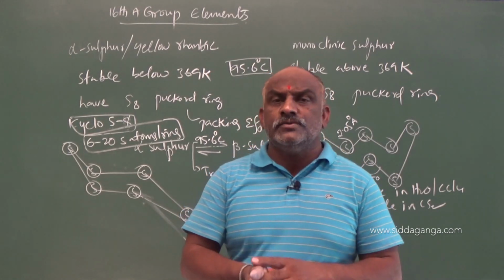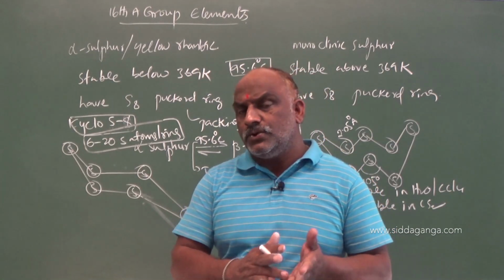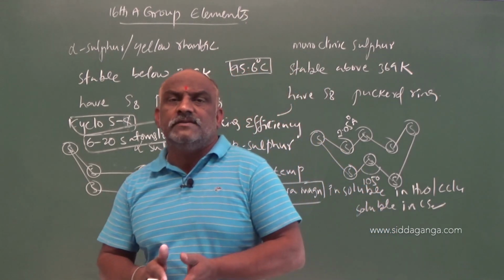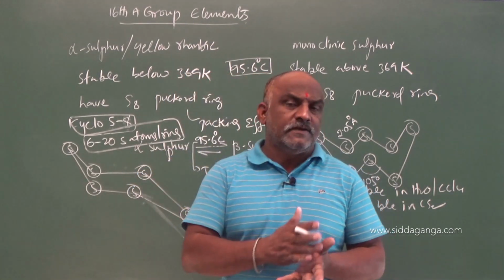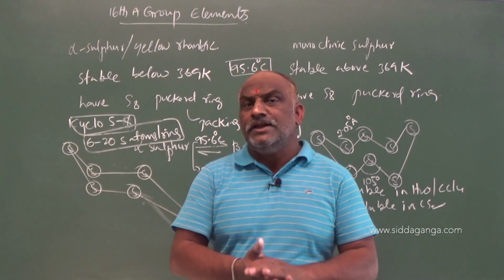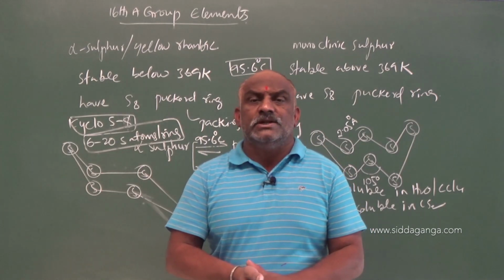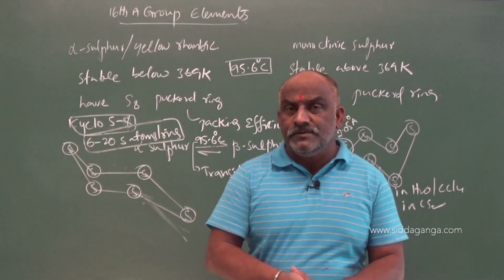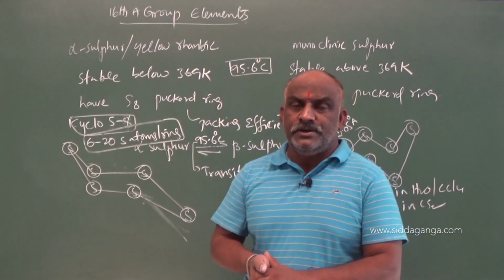Sulfur is available in 2 forms, one is crystalline, the second one is amorphous. Crystalline solids are further classified into 2 categories: one is alpha sulfur, the second one is beta sulfur. Alpha sulfur is stable at room temperature, beta sulfur is unstable. Both alpha and beta are interconvertible at 95.6 degrees centigrade, that is 369 kelvins. This temperature is called the transition temperature. Below the transition temperature alpha is stable, above the transition temperature beta is stable.